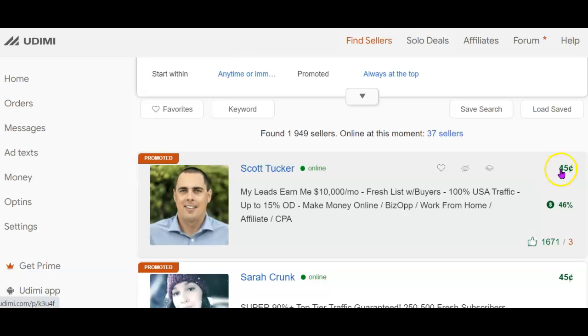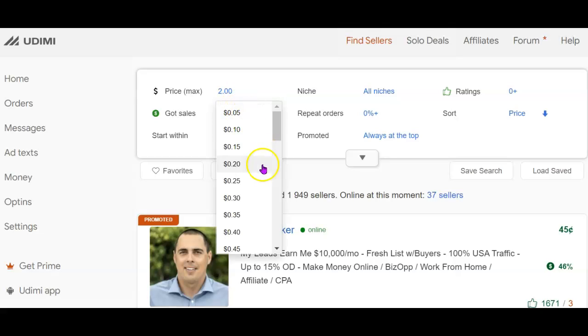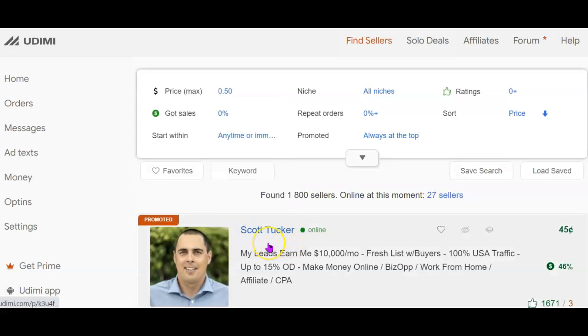So here is the price per lead. So this is 45 cents. So that's the price per lead that they're charging you. So here you can put $2 max. You can put whatever amount you're willing to pay for the leads. So you can put in 40, 45, 50. If you put 50 cents per lead, it doesn't change.